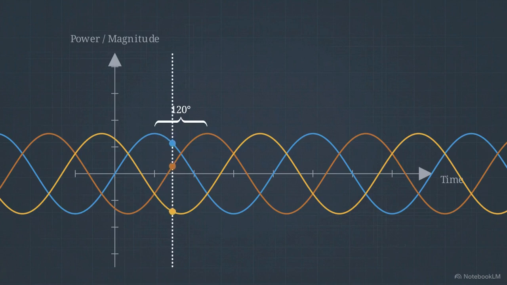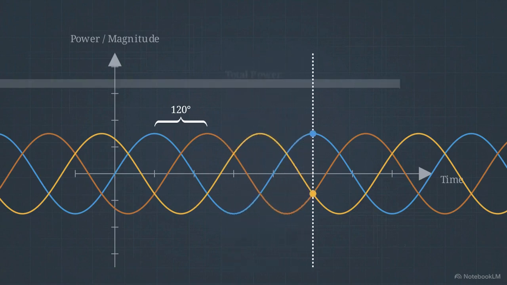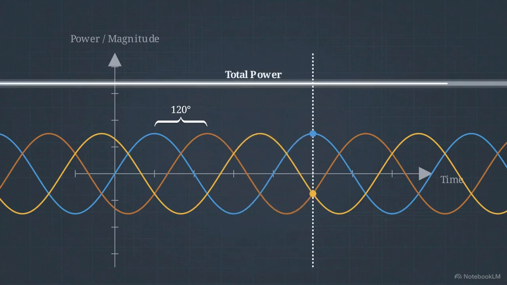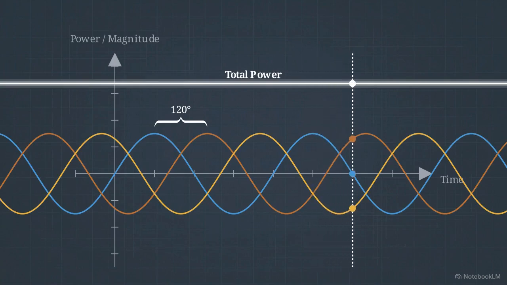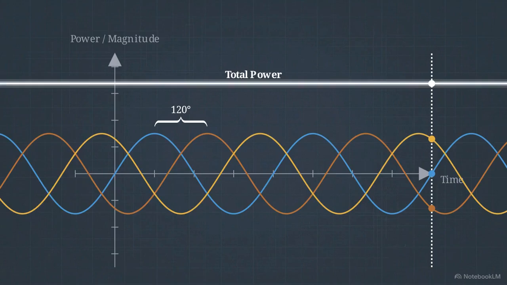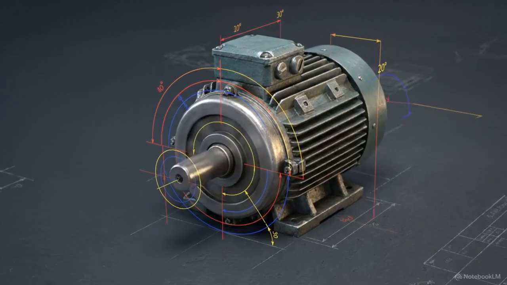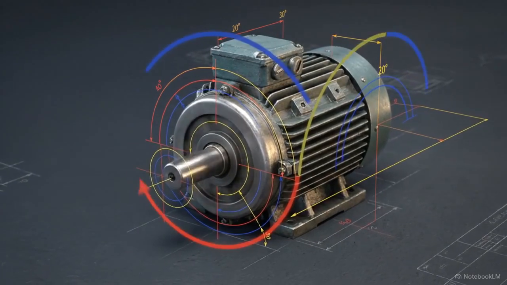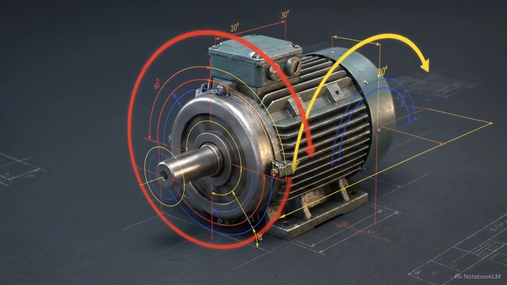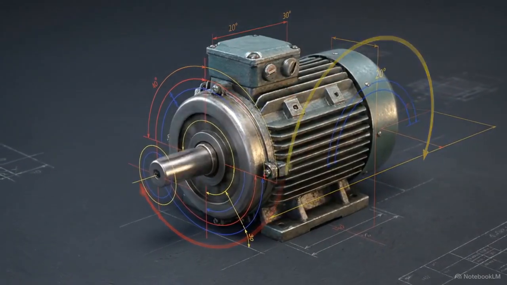Because of this offset, whenever any single phase drops to zero power, the other two phases are active, delivering energy into the circuit. When these three overlapping pulses are added together, they mathematically combine to deliver a flat, uninterrupted flow of total power to a machine. This 120-degree offset eliminates the mechanical thump. It allows a motor of any size to generate smooth, continuous rotational torque.